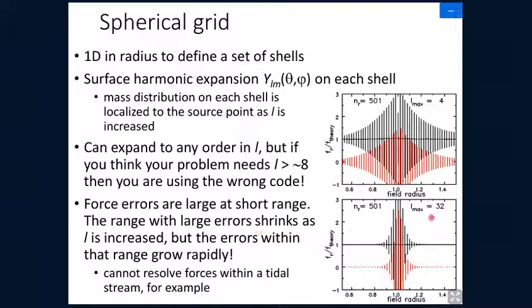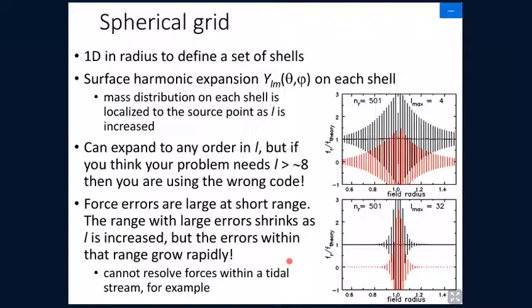If you try to expand up to, say, L of 32 in this diagram below, you can see the range over which the forces are wrong is significantly narrower than if you expand to L of 4, but the errors that you get are very much larger, even at short range, than they were in this diagram here. So you end up getting strong and incorrect forces when particles are nearby, and that's the problem of shell crossings that people talk about in simulations that use this kind of method.